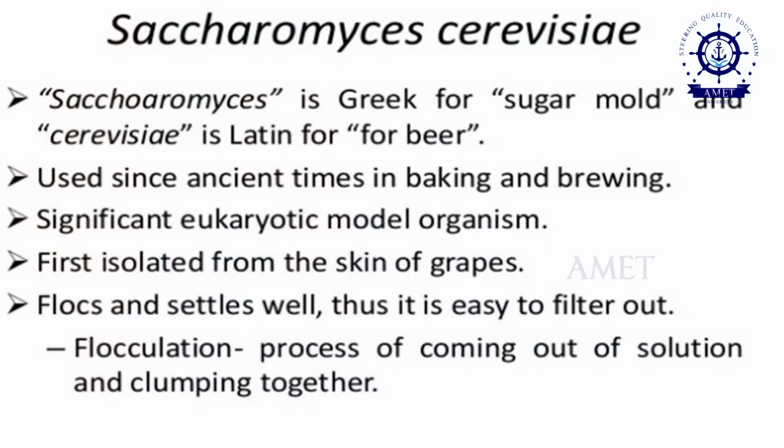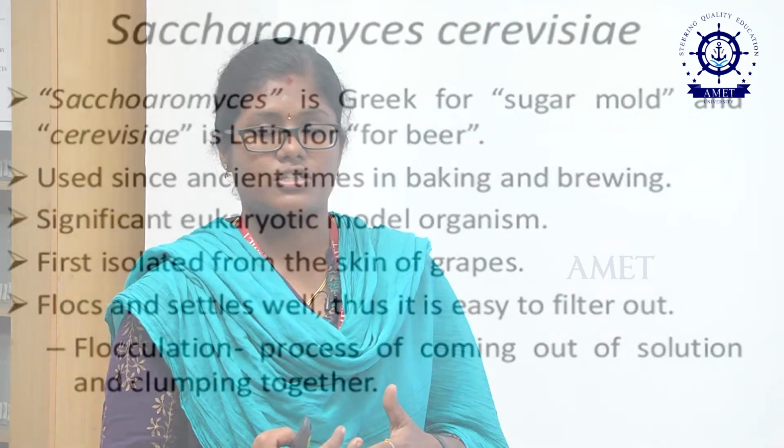In earlier days, they were first isolated from the skin of grapes, and they usually form flocks. The flocks are usually formed when fermentation happens. Flocculation is a process of coming out of solution and clumping together. So these yeast flock together, and they form clumps over the beer.